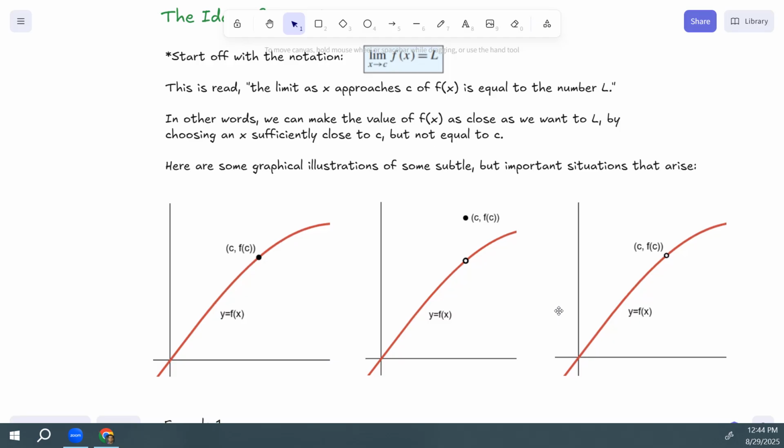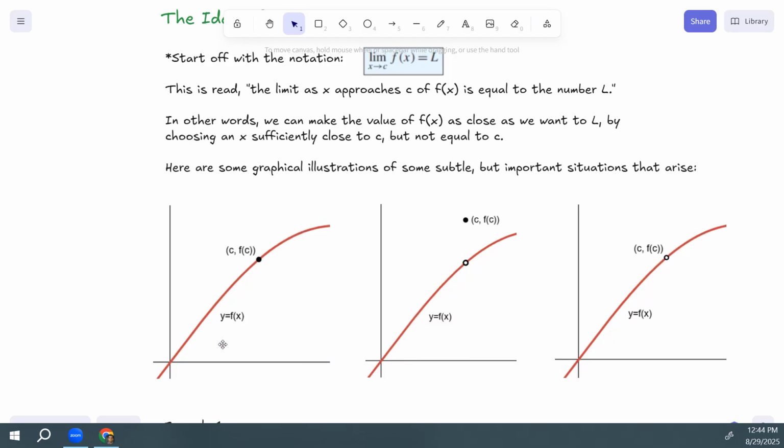So here are some graphical illustrations of this situation. The most common one is where you have a function and the point that you're trying to get the limit at is actually part of the graph. So you can see as we approach the value c from either side, the y value ends up approaching whatever this y value would be right here.